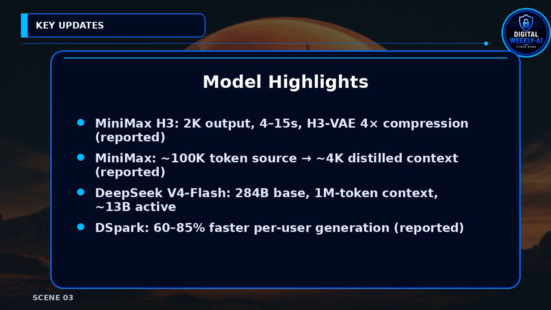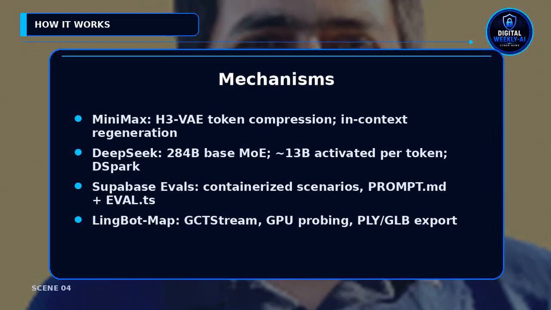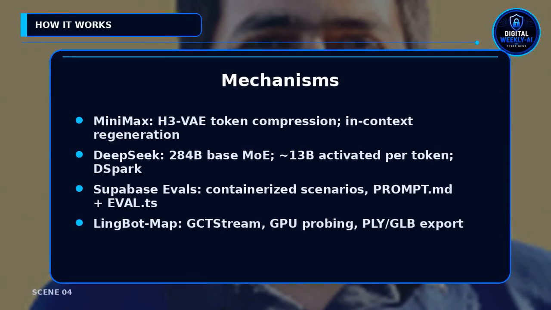DeepSeek retrained V4 Flash and attached DSpark speculative decoding. The model supports a 1M token context, MoE routing with 256 routed experts per layer, and 6 routed experts fire per token. DSpark's paper reports 60 to 85% faster per user generation. API pricing lists 14 cents per 1 million input tokens on cache miss and 28 cents per 1 million output tokens.